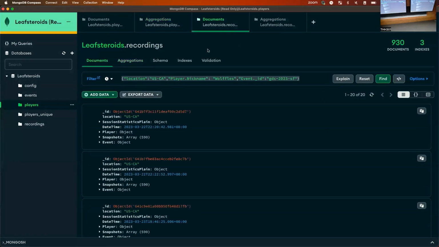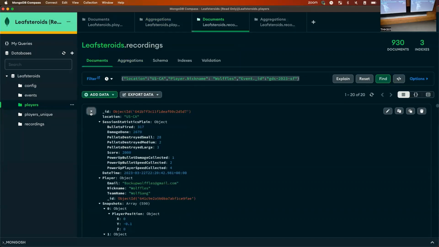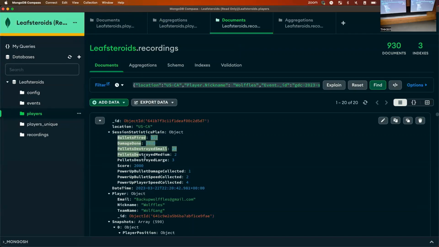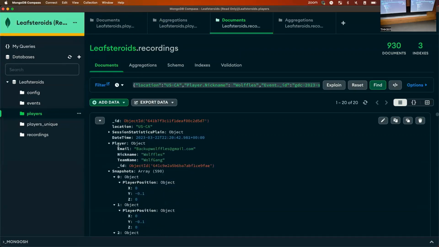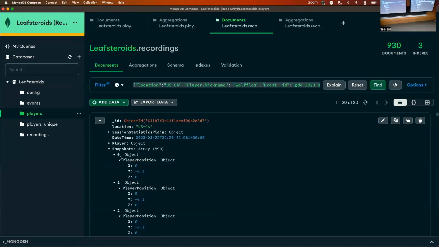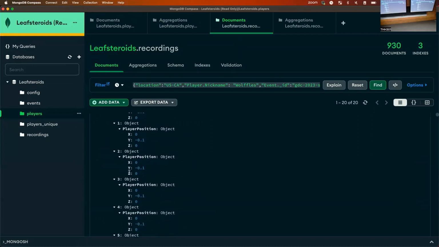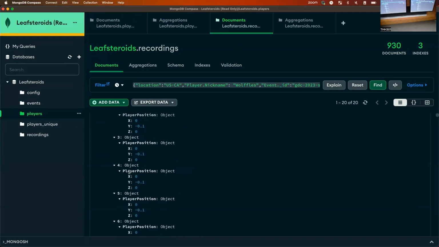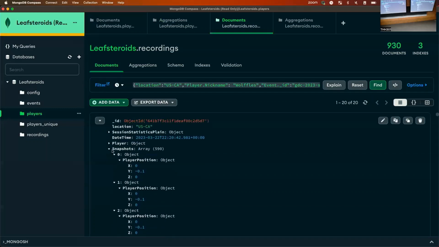Now let's look at the recordings. The recordings are created when you actually play this game that we mentioned at the beginning. We write down all your bullets, your points, whatever you did. We write down who the player was. We write down every single move in the game, so you see the X and Y and Z. Every single path that the player took, that's the play. It's all written down in a single document. It's an array.